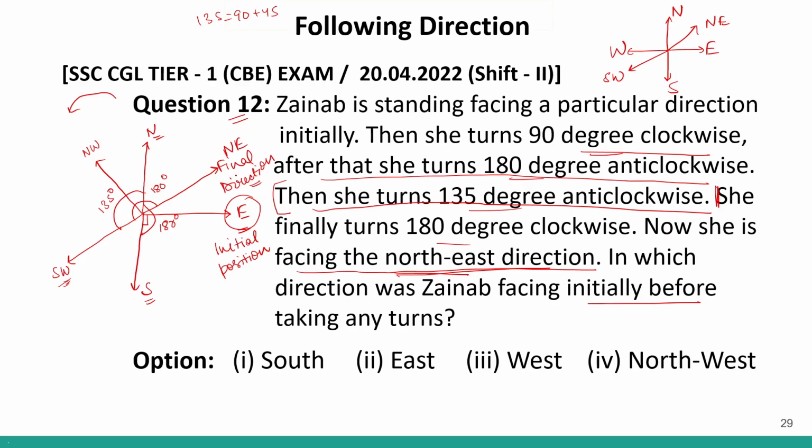Therefore, whenever you get a question like this, always work in reverse order. That makes it easier to solve. Now we have to find out in which direction Zainab is facing. Initially she was facing east, which is option number 2. So option number 2 will be the correct answer to this question.